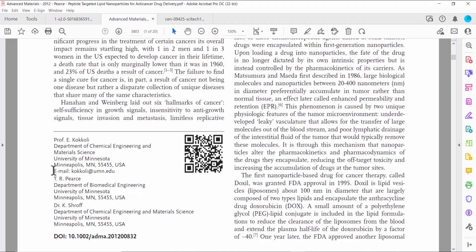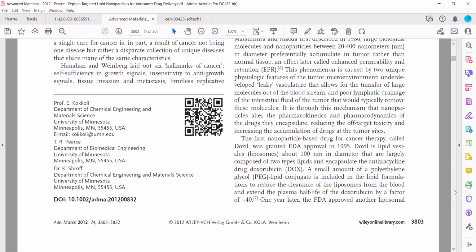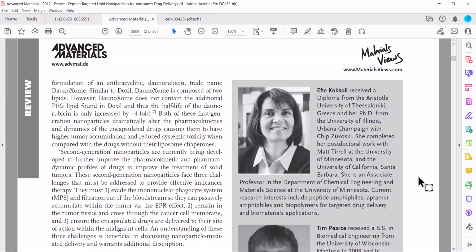Again, we have the credentials of each person, where they work. This author is a professor at the University of Minnesota. These folks also work there, although they are not identified as professors. Let's see if we can find out anything else about them.